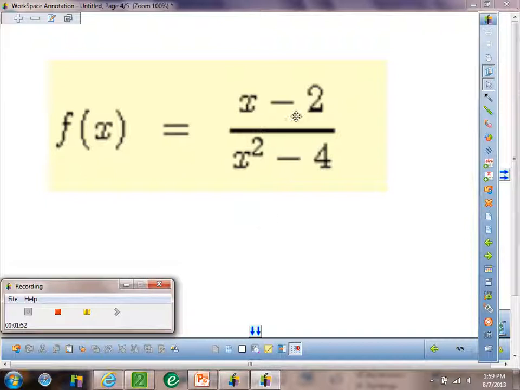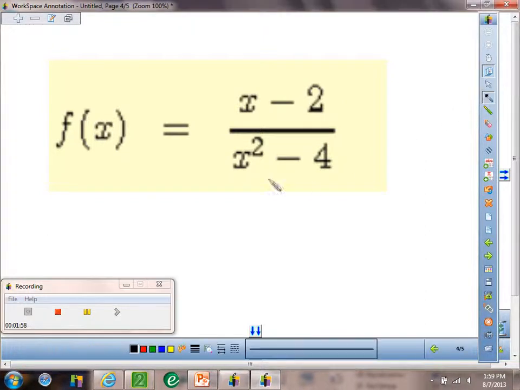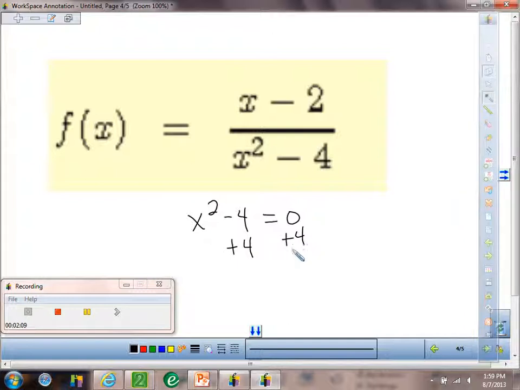Okay, let's look at this. Now here we have a fraction look to it, so we know we cannot have 0 in the denominator. So again, what we'll do is put x squared minus 4 equal to 0. Then we add 4 to both sides, and we end up with x squared is equal to 4. Then we take the square root of both sides, and so we know x is plus or minus 2. It would make this 0.